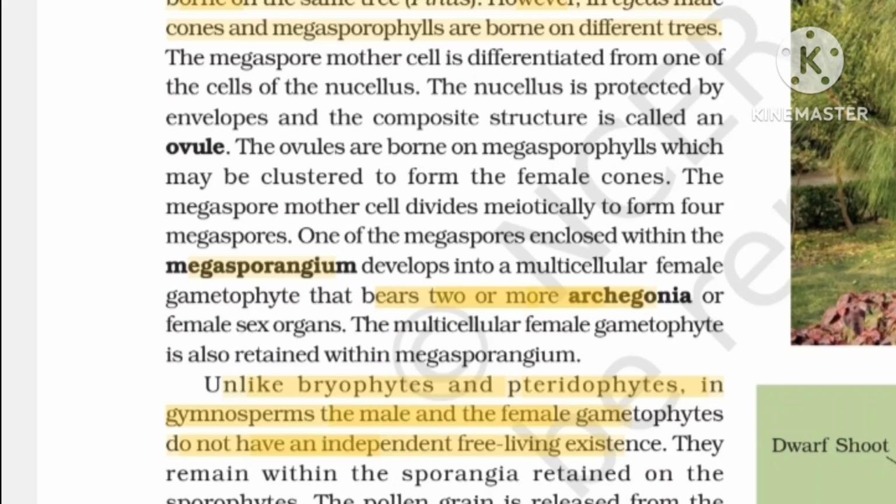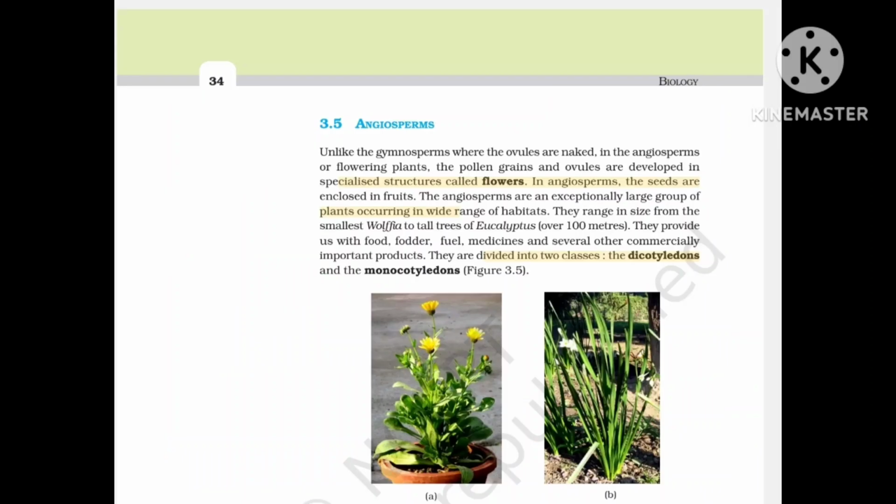The megaspore mother cell divides meiotically to form four megaspores. One of the megaspores is included within the megasporangium and develops into a multicellular female gametophyte, which bears archegonia or female sex organs. The multicellular female gametophyte is retained within the megasporangium. Unlike bryophytes and pteridophytes, in gymnosperms the gametophytes do not have an independent existence.